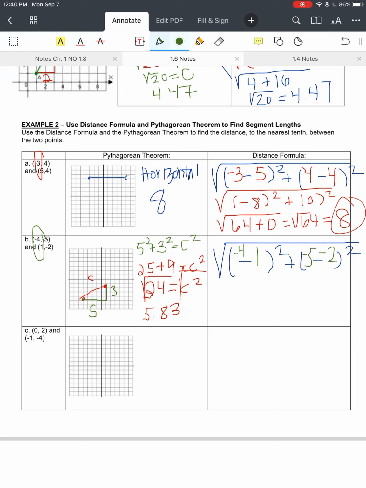So go ahead and try. And again, we know we should be getting 5.83 as my answer, because it's going to be the same. And then you can go ahead and try letter C, checking your answer against the key that's posted.